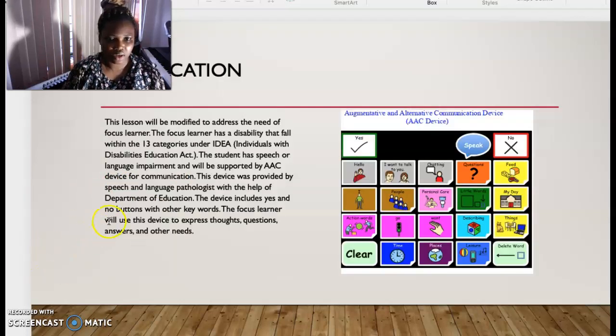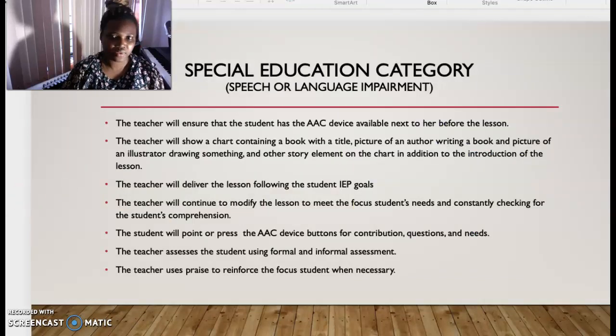And next I have modification. The lesson is modified for the speech impaired students in the classroom. So this is basically explaining how the lesson is being modified. And this is the device needed for the lesson, needed for the special needs kid in the classroom to be able to ask questions, yes or no, or to communicate other needs.